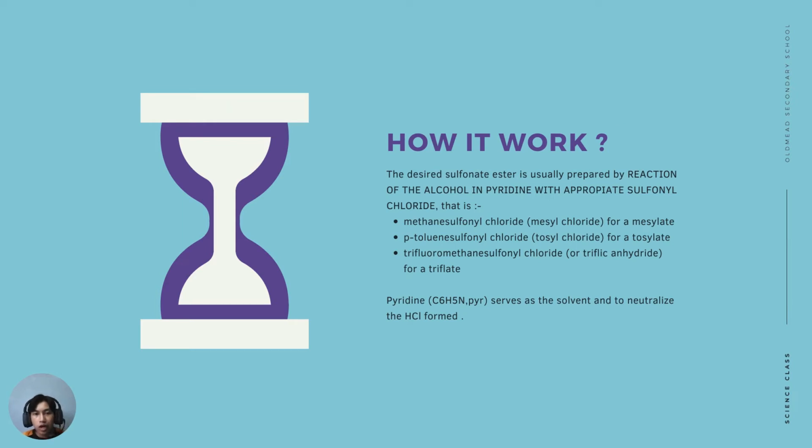So how do we produce the desired sulfonate ester? It is usually prepared by reaction of the alcohol in pyridine with the appropriate sulfonyl chloride. That is, first, methane sulfonyl chloride or mesyl chloride for a mesylate. Second, para-toluene sulfonyl chloride or tosyl chloride for a tosylate. And a third one, trifluoromethane sulfonyl chloride or triflic anhydride for a triflate. Pyridine serves as a solvent and to neutralize the HCl formed.